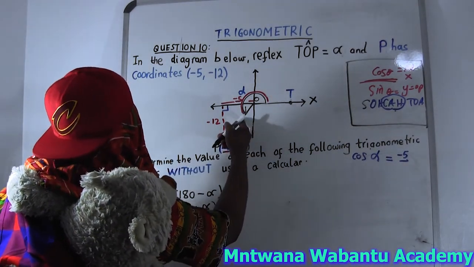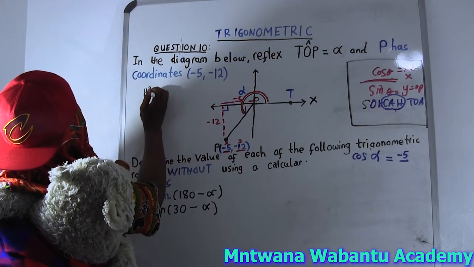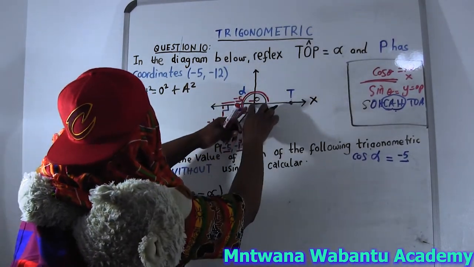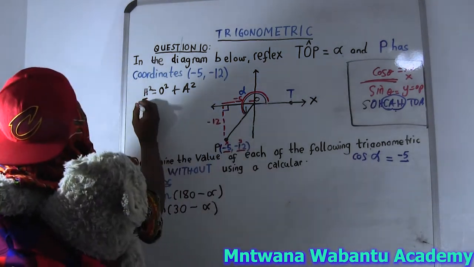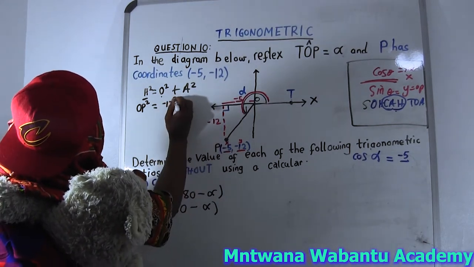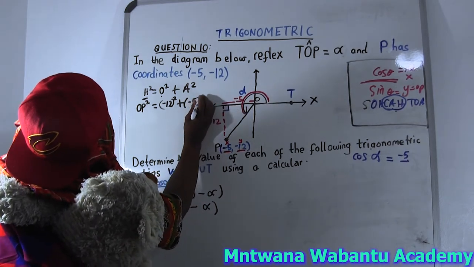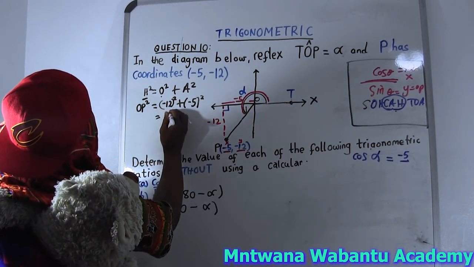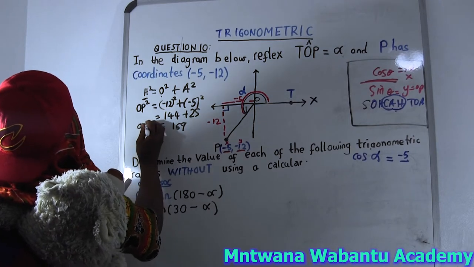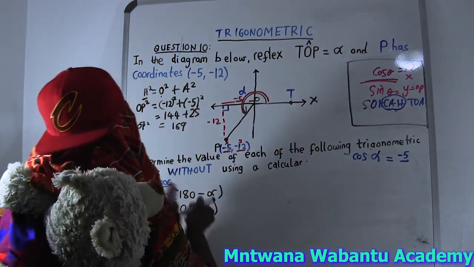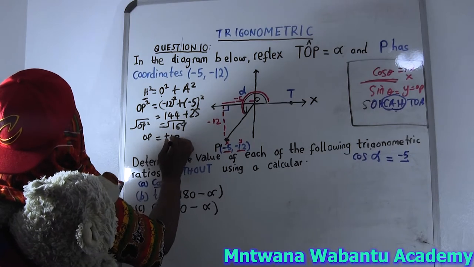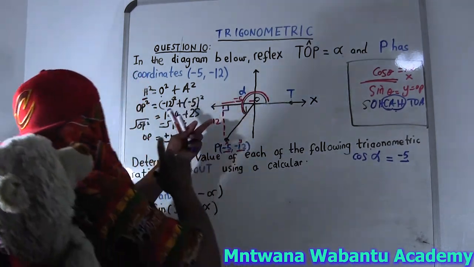So how am I going to do this? I'm going to use Pythagoras. Pythagoras says hypotenuse squared equals opposite squared plus adjacent squared. What is my hypotenuse? The hypotenuse is this long length we don't have, which is OP. So OP squared equals opposite, which is negative 12, squared, plus adjacent, which is negative 5, squared. Negative 12 squared gives you 144, plus negative 5 squared gives you 25. This gives us 169 equal to OP squared. How am I going to get OP? I have to square root both sides. So OP length equals 13, plus or minus. But for the hypotenuse, it's not negative.